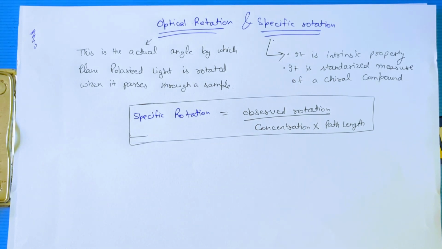You know about the optical rotation and specific rotation, and on which factor optical rotation is dependent, and how to calculate the specific rotation, and how to calculate the enantiomeric excess. If you don't know, please watch this lecture, and if you know, please watch this lecture as a revision lecture.